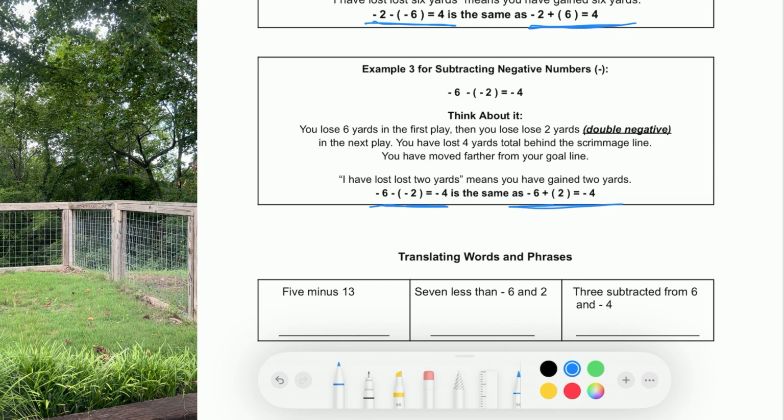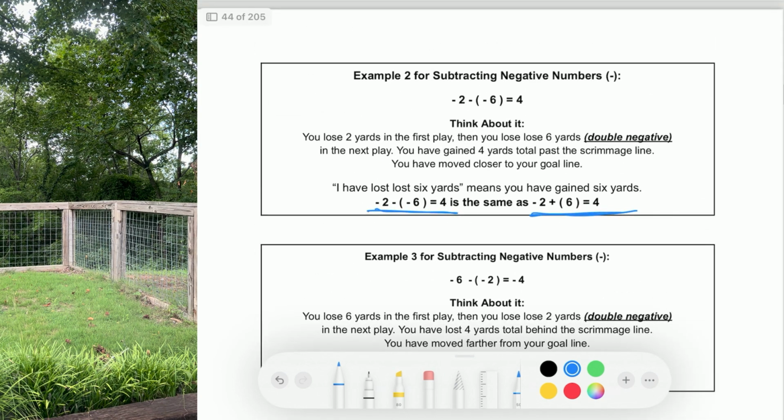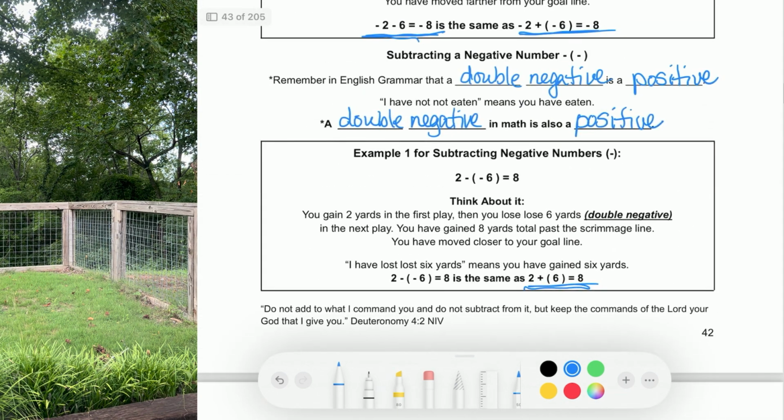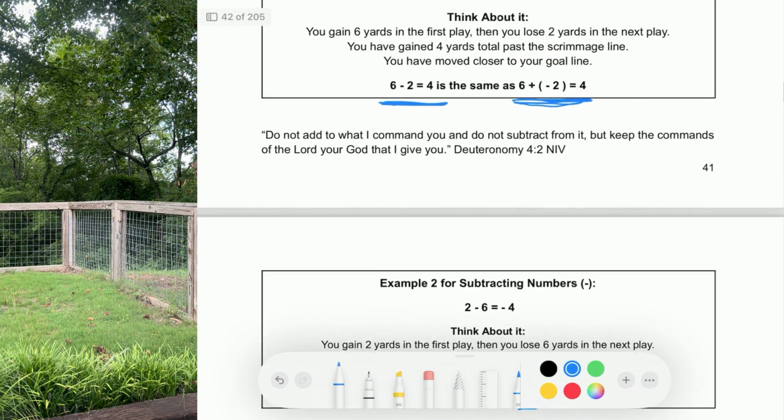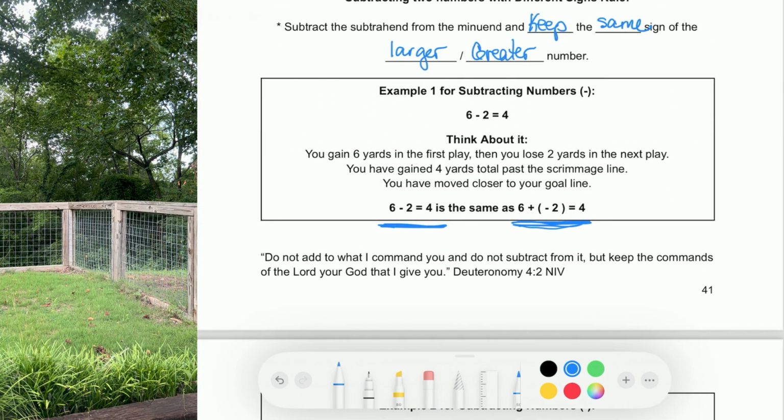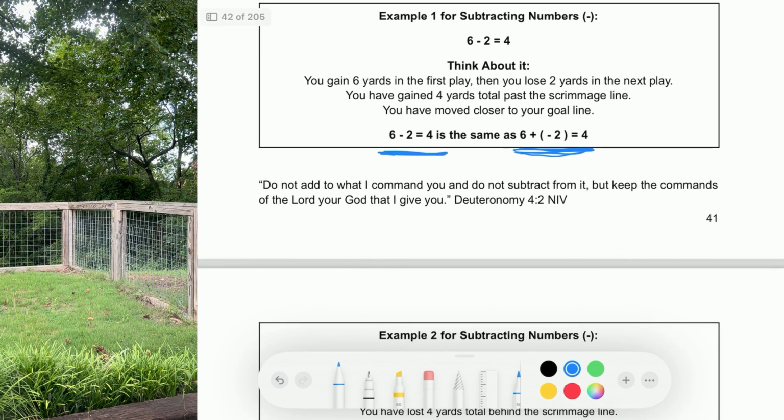Negative 6 plus 2. Different signs, take the difference, that's the 4. The 6 is the greater number, that's the negative that goes with the 4. So this shows how both of these are in fact the same problem, even though they look different. One thing that I want to show you, I want to go back up here real quick. So just kind of scroll back to your original first example. And I want to show you how they are the same.